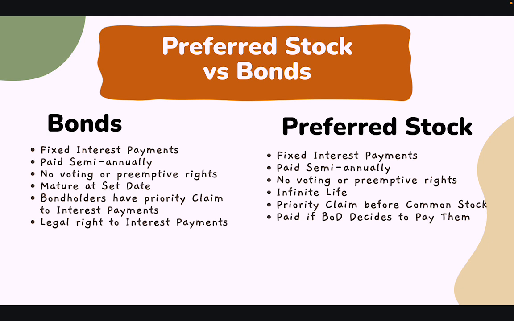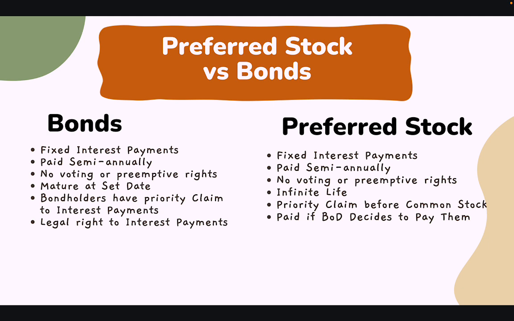Bonds have no voting or preemptive rights. What does have voting and preemptive rights? Common stock does. Bonds do not, and preferred stock does not have voting rights or preemptive rights. Here is where we have a difference. Bonds mature at a set future date. Preferred stock has an infinite life.